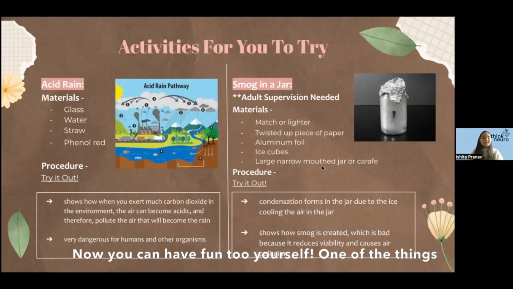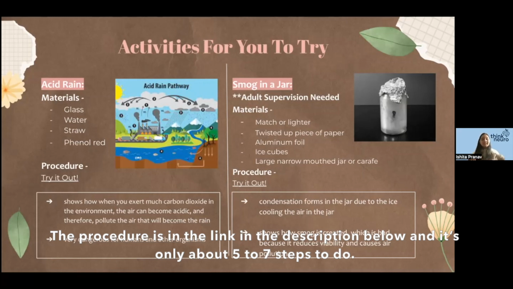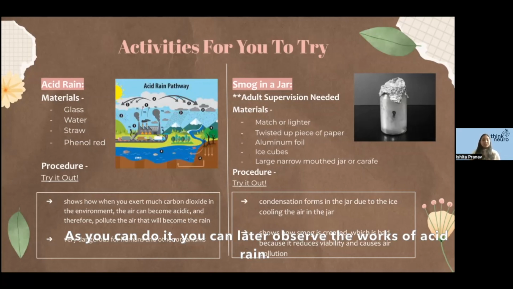Now you can have fun too yourself. One of the things you can try at home is to see acid rain and actually make it. The procedure is in the link in the description below, and it's only about 5 to 7 steps to do. As you can do it, you can later observe the works of acid rain.